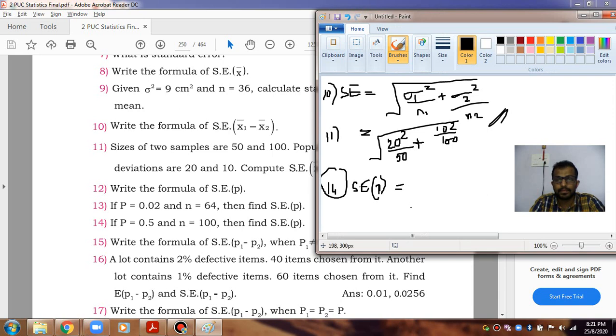Square root of PQ over N. Very good. PQ divided by N. P is 0.5, that means Q also will be 0.5. So it is 0.5 into 0.5 divided by 100, and then take the square root of it.